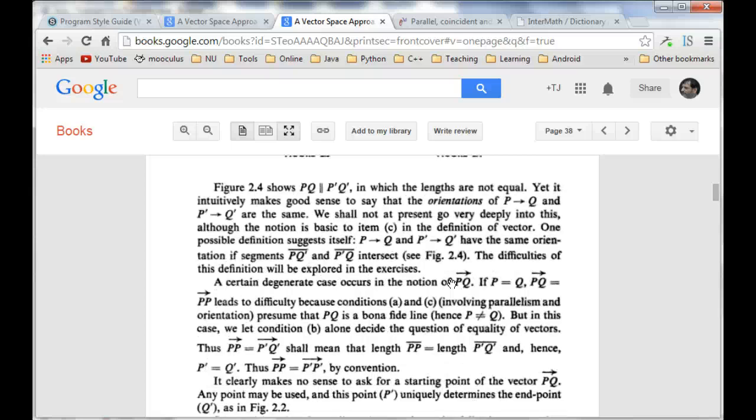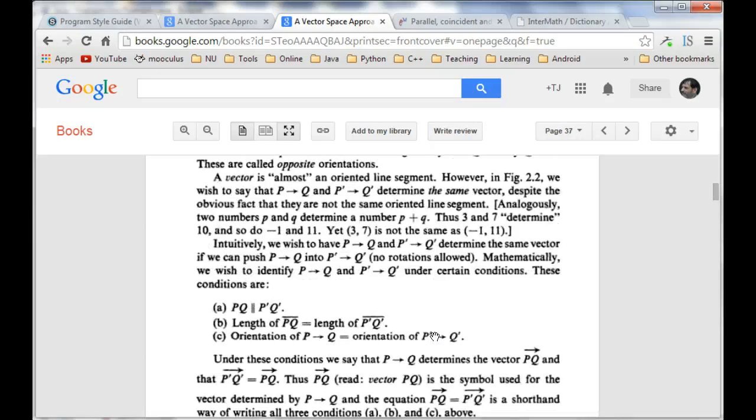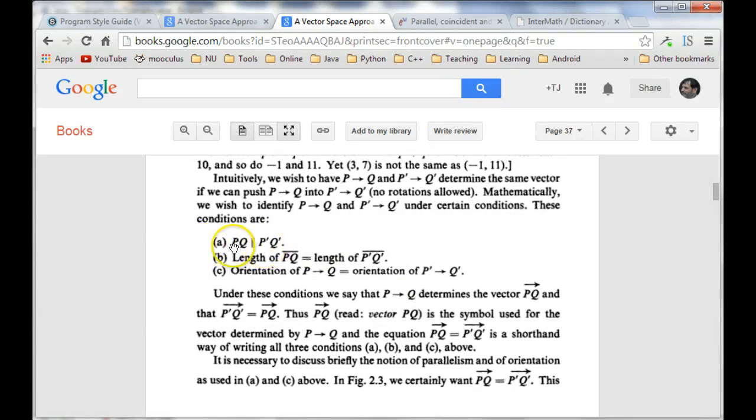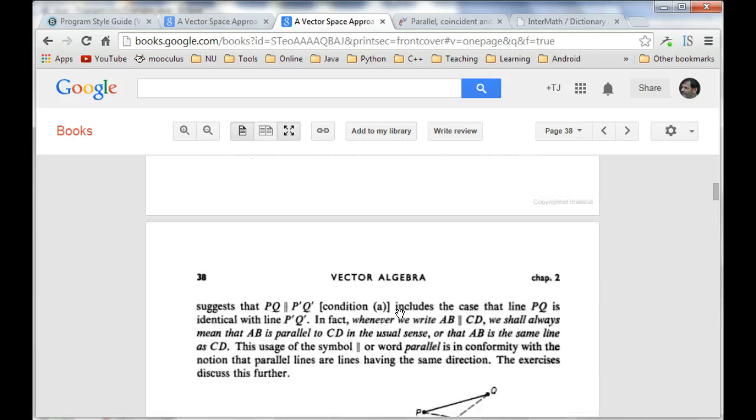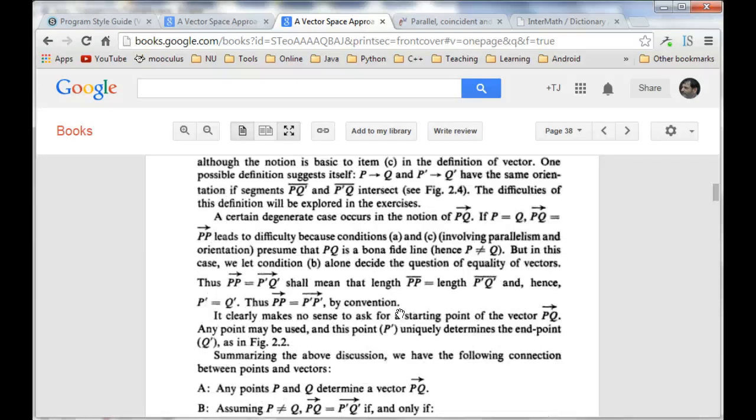Also it's possible we want to include the case of a zero length vector. Okay, so in other words, it starts at P and ends at P. And so in that case, we really can't use parallel or orientation. But if they both have the length 0, we consider them to be the same vector, and that's called the zero vector. Okay, so that's a special degenerate case.